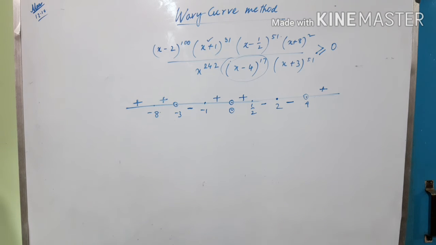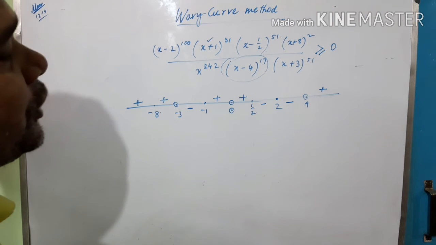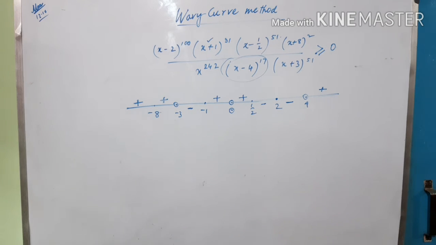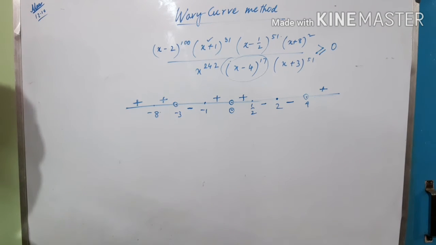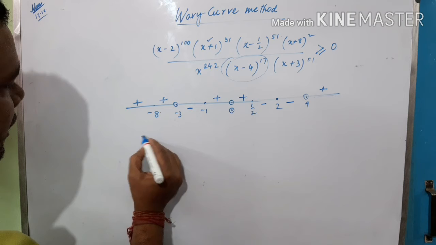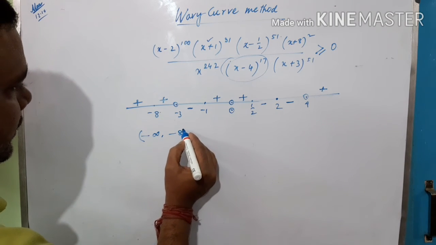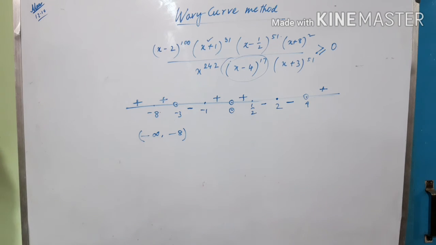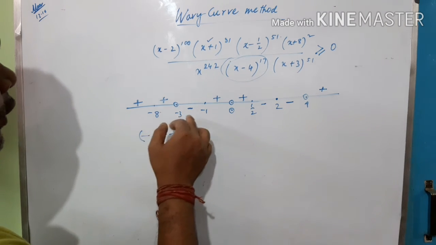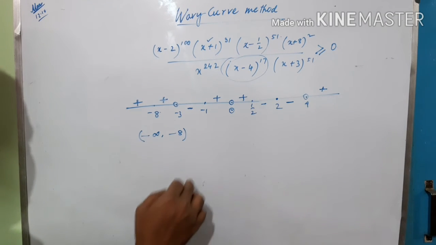Now we want to see where the expression is 0 or greater than 0. Now you see that at the left of minus 8 the expression is greater than 0. Clear? So what can you write? Minus infinity to minus 8. Clear? Now see that again at the right of minus 8 the expression is greater than 0. Clear? So up to minus 3.